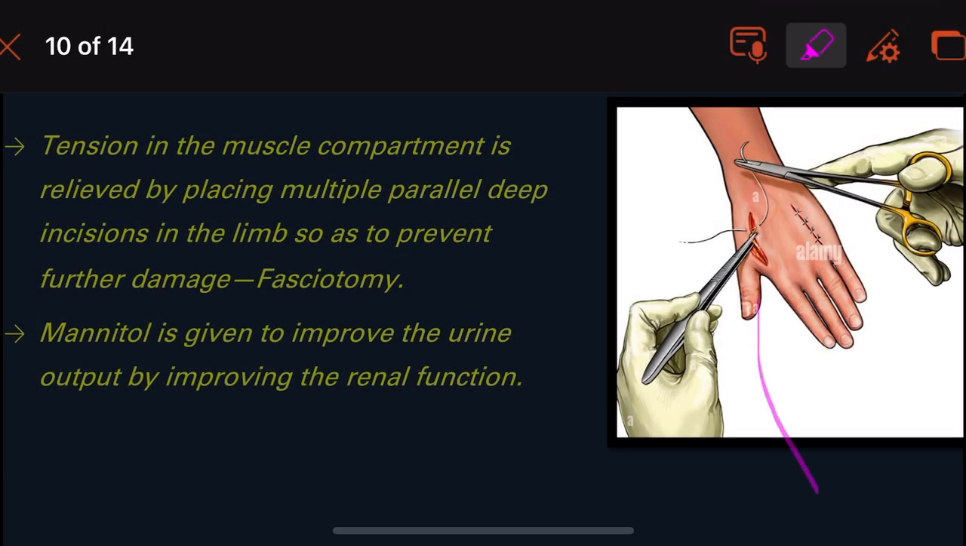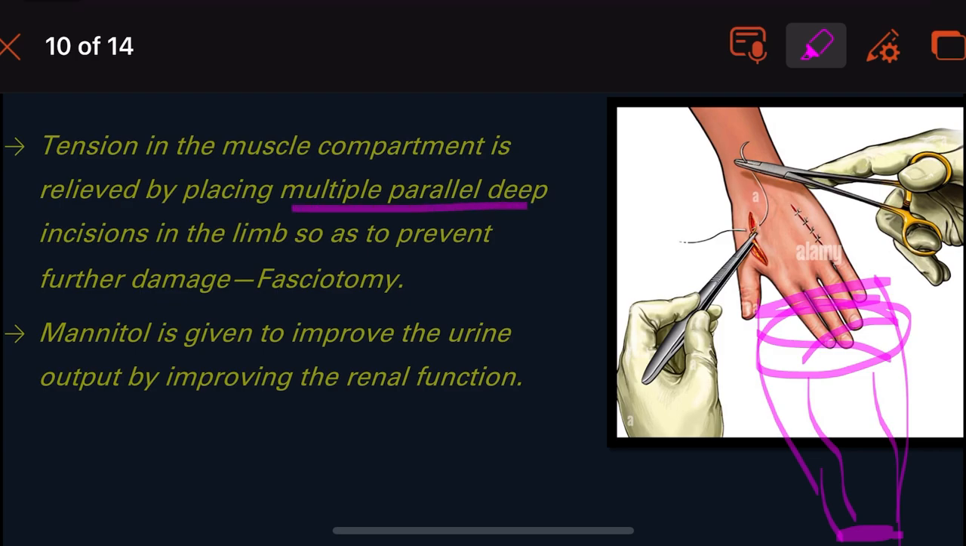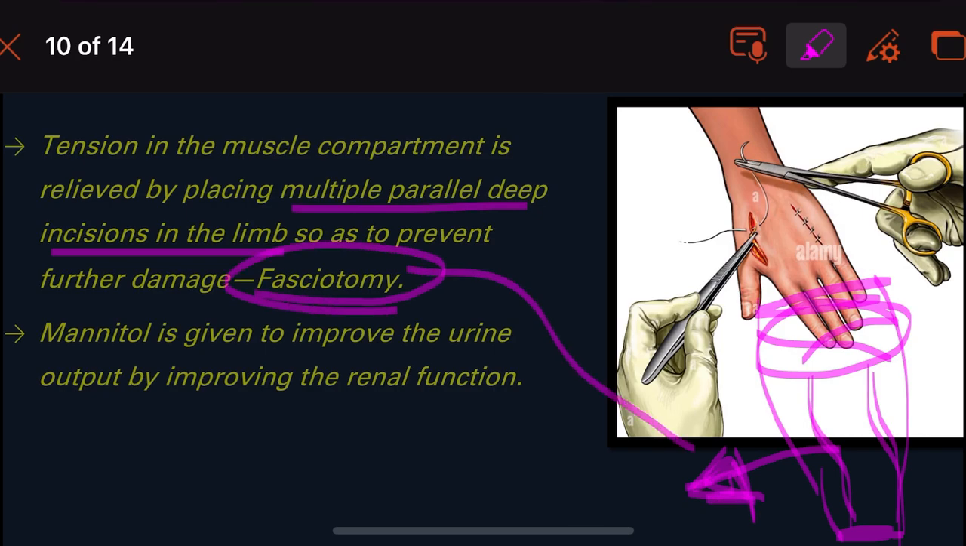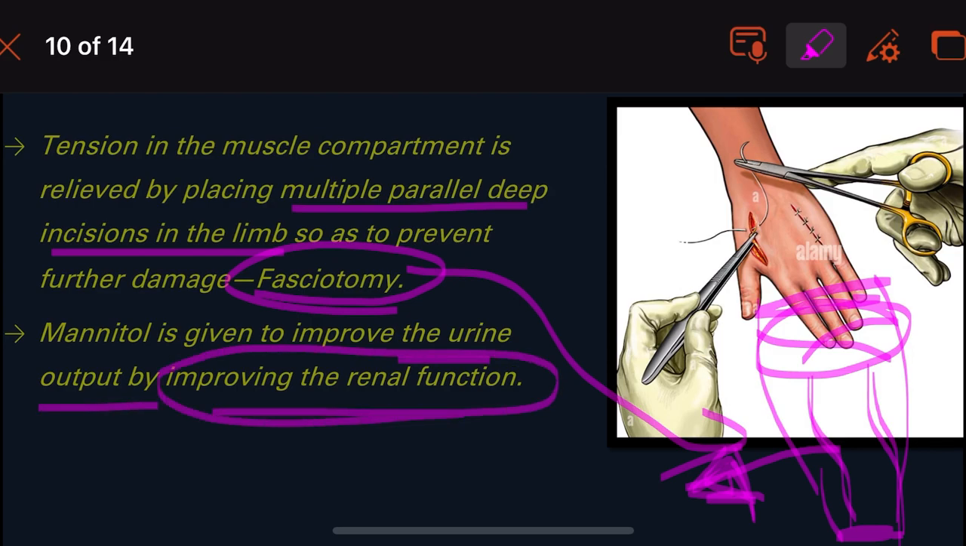So guys, you can see whether it is a hand or the limb, there is a lot of tension being created in the compartment syndrome. To release this tension, these lateral incisions will be made. Multiple parallel deep incisions are made to prevent further damage to the muscle. This procedure of giving the lateral incisions, deep incisions, is known as fasciotomy. Mannitol is given to improve the urine output, and it improves the renal function in the patient.